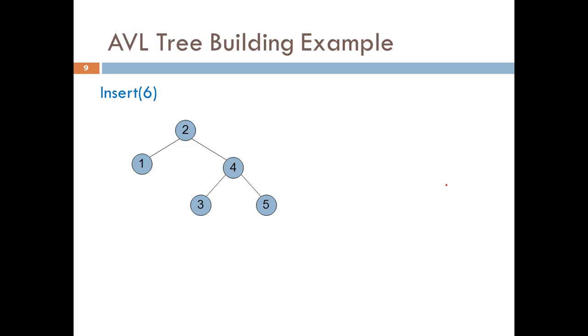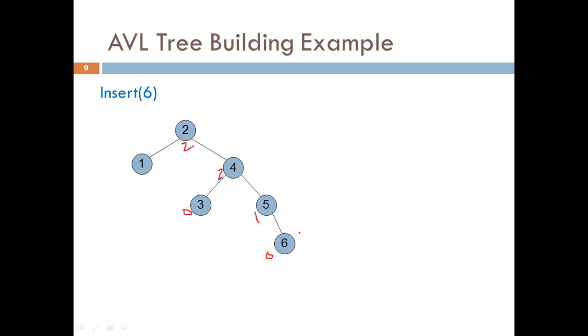So 6 will be inserted where it is compared with the root node, which is 2. It is greater than 2, greater than 4, greater than 5. So 6 will be added to the right side of this 5. So this is the insertion. We only need to check this path for imbalance. This will not be affected. So first update the heights: 0, 1, 2, these are the heights. This one is 0 and this one will be 2.